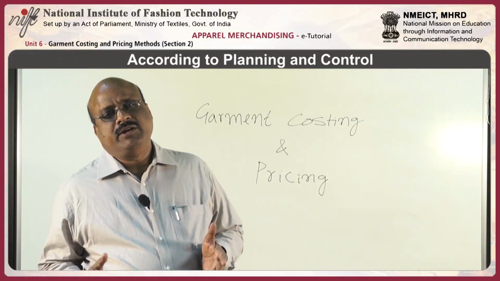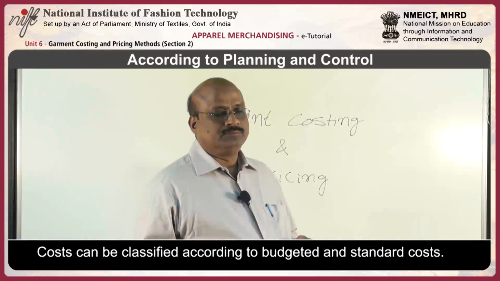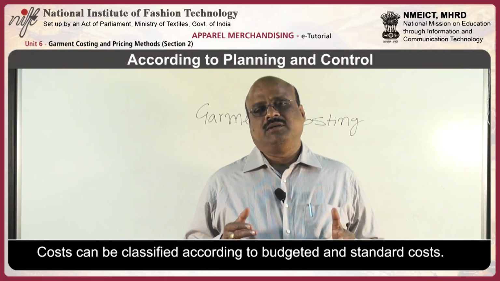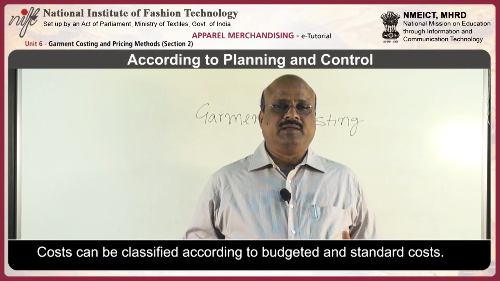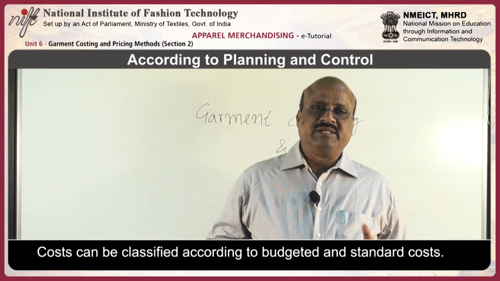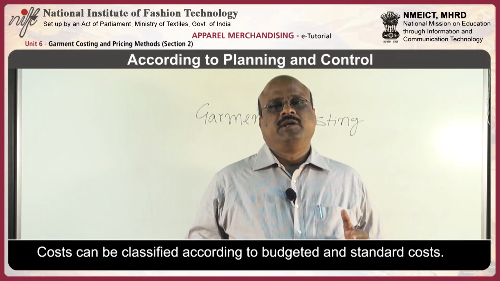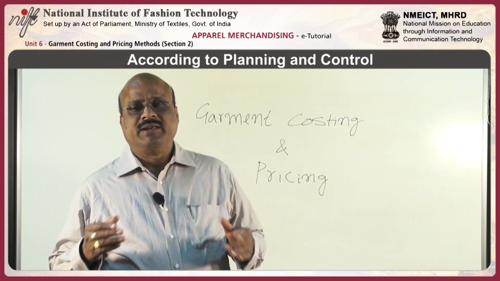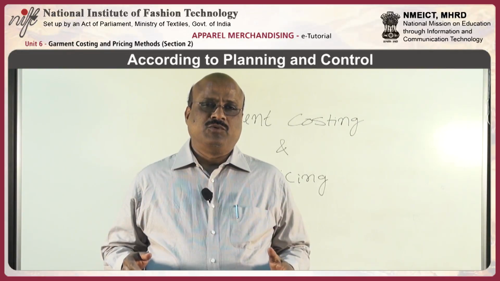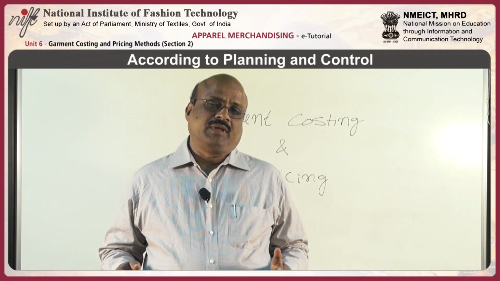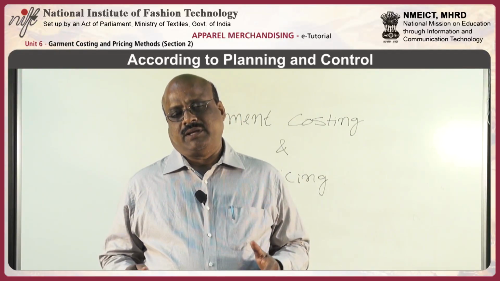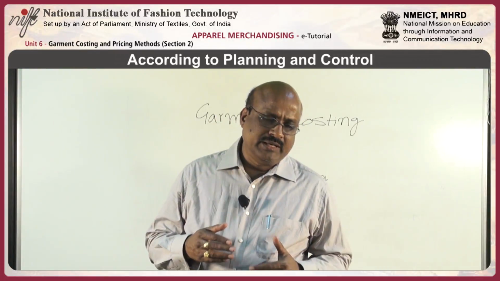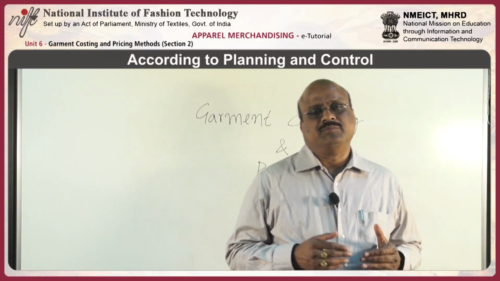And classification according to planning and control. It includes budgeted costs and standard costs. Budgeted costs means there is already a provision for the costs. That means you have planned to expend a certain amount on a certain activity, a certain plan, so there is a budget for that. There is already a plan prepared according to which you can spend the money.